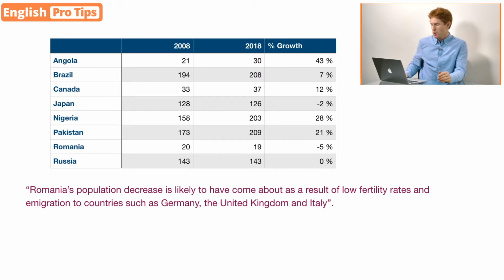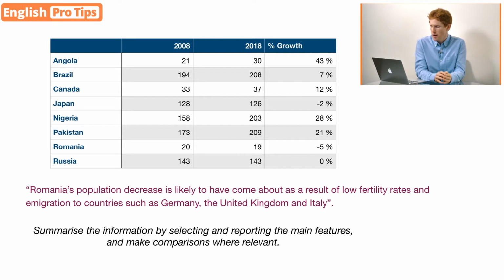In academic task 1, you're asked to simply summarize the information by selecting and reporting the main features and make comparisons where relevant. Now, this sentence attempts to explain the data in the graphic, and that is the final mistake. Don't explain the data. You simply need to report it and make comparisons.